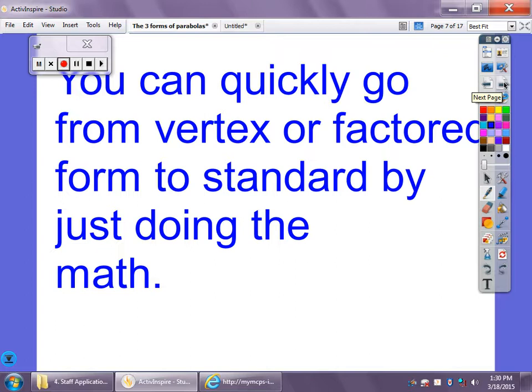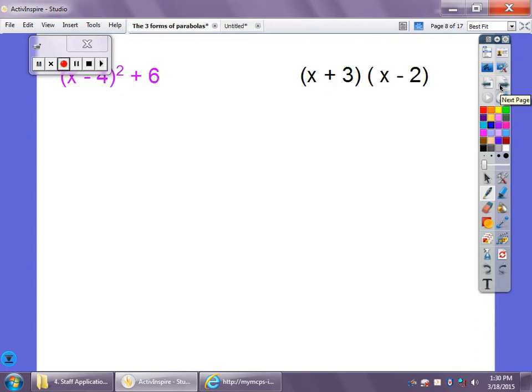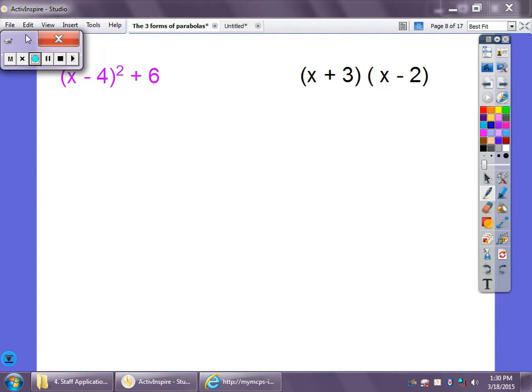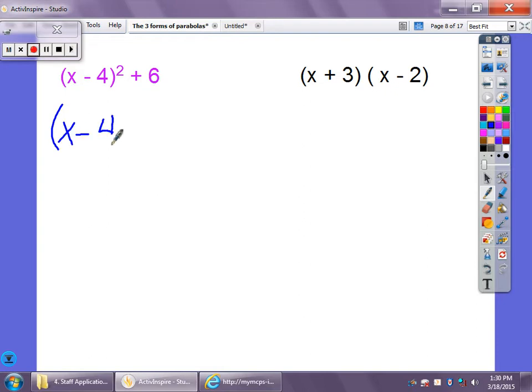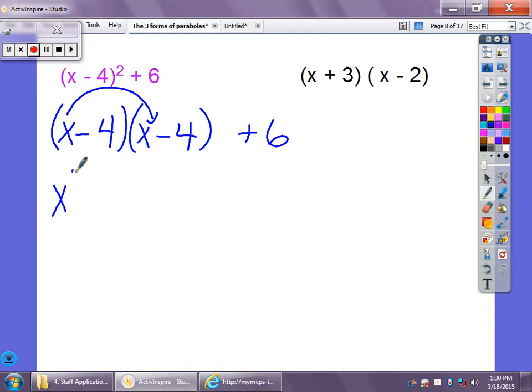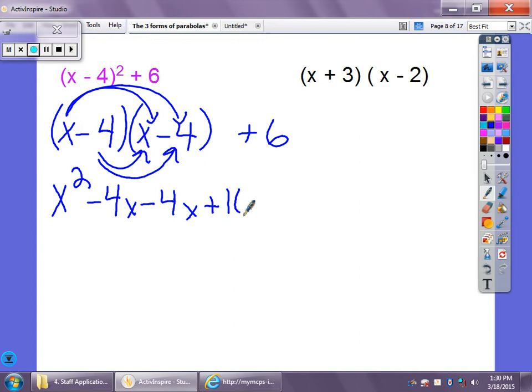Okay, you can quickly go from vertex or factored form to standard by just doing the math, order of operations. Let's look at two examples. The first example I have is my equation in vertex form. So (x minus 4) squared, I'm going to copy the parentheses twice. I'm going to go ahead and double distribute. So x times x is x squared. x times negative 4 is negative 4x. Negative 4 times x is negative 4x. And negative 4 times negative 4 is plus 16.